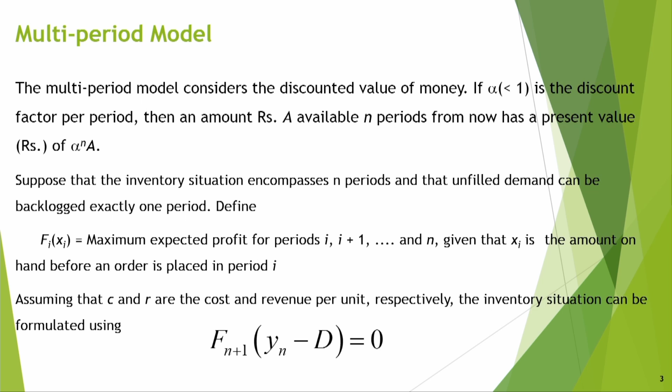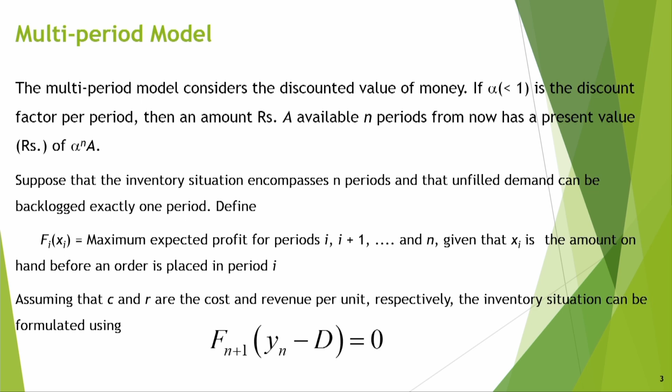Suppose that the inventory situation encompasses n periods, and that unfilled demand can be backlogged exactly one period. Then you define phi_i(x_i) as the maximum expected profit for periods i, i+1, and so on up to n, where i keeps changing from 1 to n, given that x_i is the amount in hand before an order is placed in period i. So, that means x_i is the amount in hand.